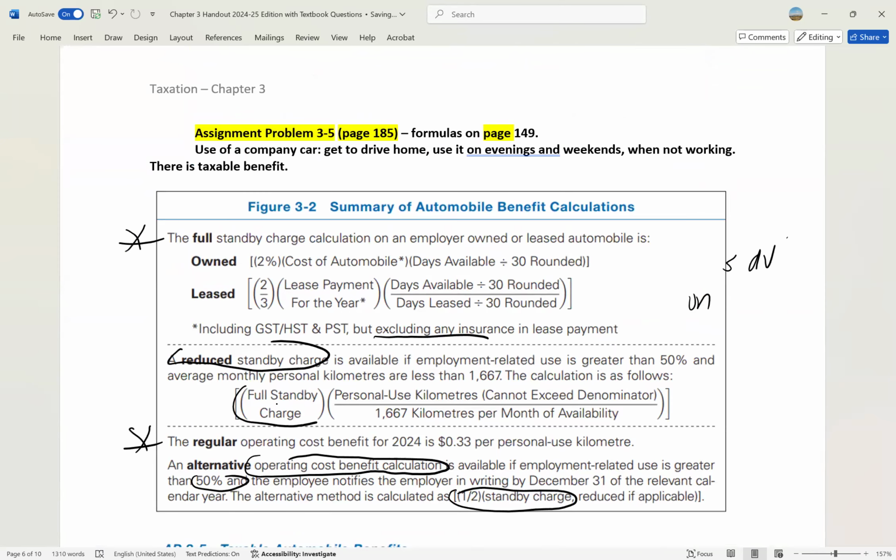We take the full standby charge, the 5,866.67, times this fraction. Personal use kilometers divided by 1,667 per month times each month of availability. What this denominator is saying is that if you use it more than 1,667 kilometers per month, we're not going to make you pay more. So that's why this numerator says cannot exceed the denominator. Let me just put this into our question here, and it might make a little bit more sense.